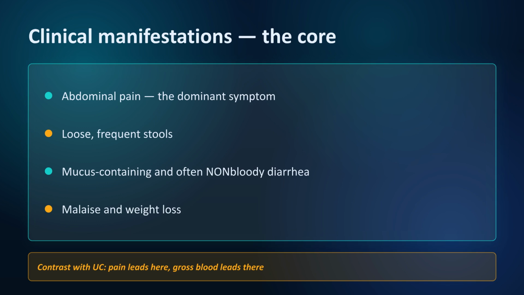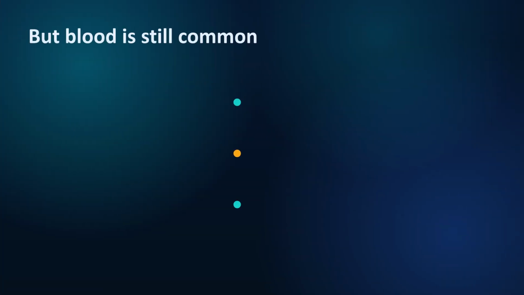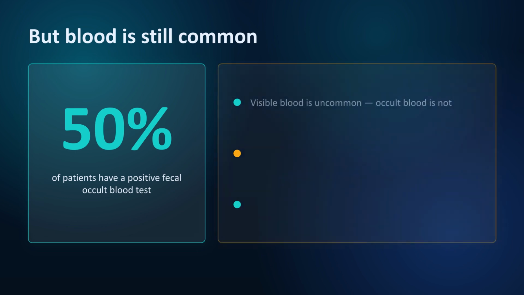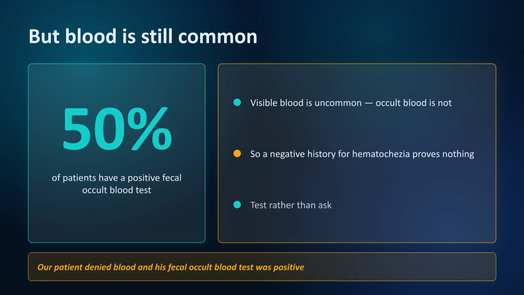The pain reflects a thickened, inflamed bowel wall trying to move contents through. But do not conclude that Crohn disease never bleeds. Up to 50% of patients have a positive fecal occult blood test. So blood is common. It simply is not usually visible. The bleeding is slower and higher in the gastrointestinal tract, so it is mixed and degraded by the time it arrives. Here is the practical consequence. A patient who tells you he has never seen blood has told you almost nothing. Our own patient denied blood, and his test came back positive. So test rather than ask. A negative history is not a negative test. Check iron studies too. Chronic occult loss is the usual reason these patients are anemic.